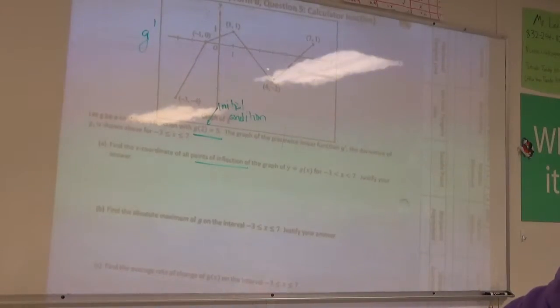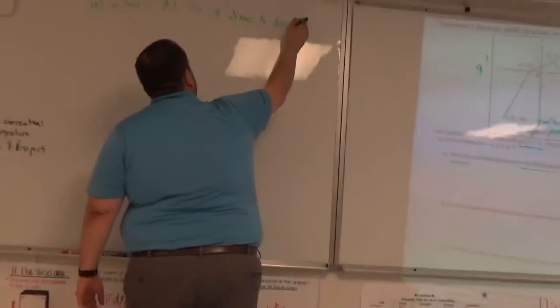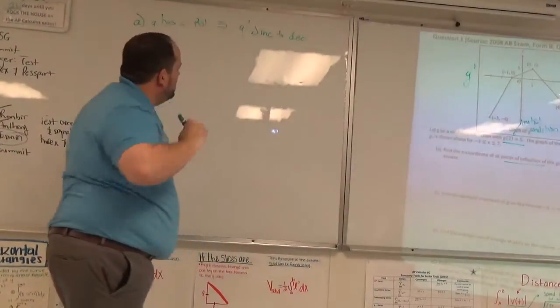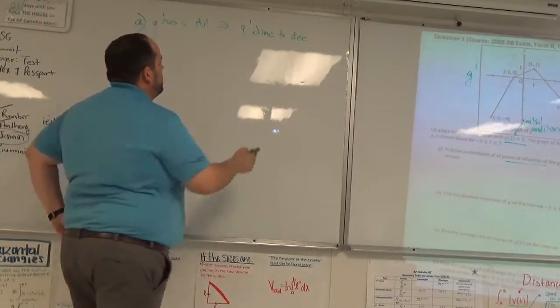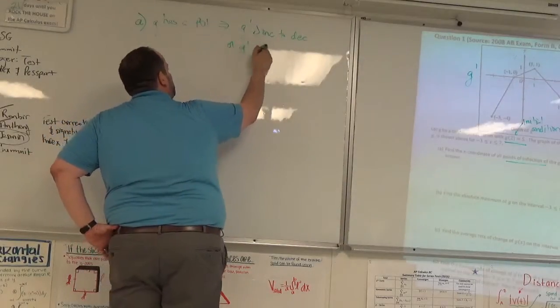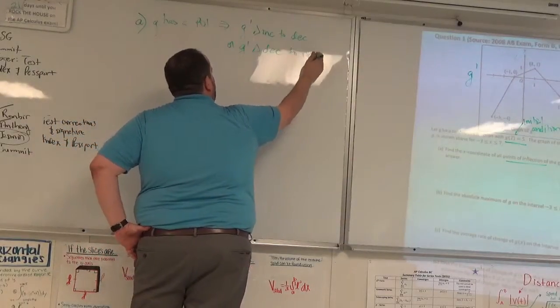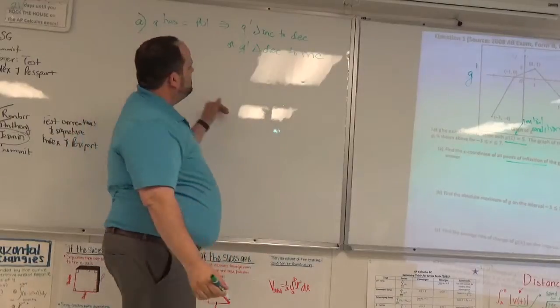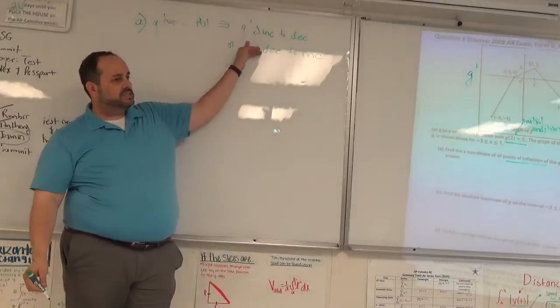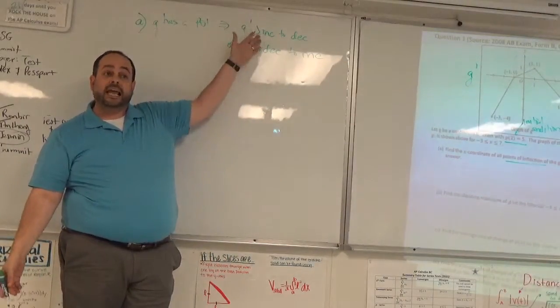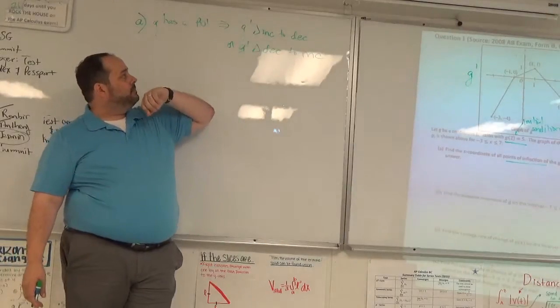If G has a point of inflection, go back and look at that table. G prime, increasing to decreasing. G prime makes a change from increasing to decreasing. Mariah, how do you feel about that? Or decreasing to increasing. Right? You actually have to get both of these on the board. If G has a POI, G prime changes from increasing to decreasing or decreasing to increasing. Got to get both. Abraham, where does that happen?